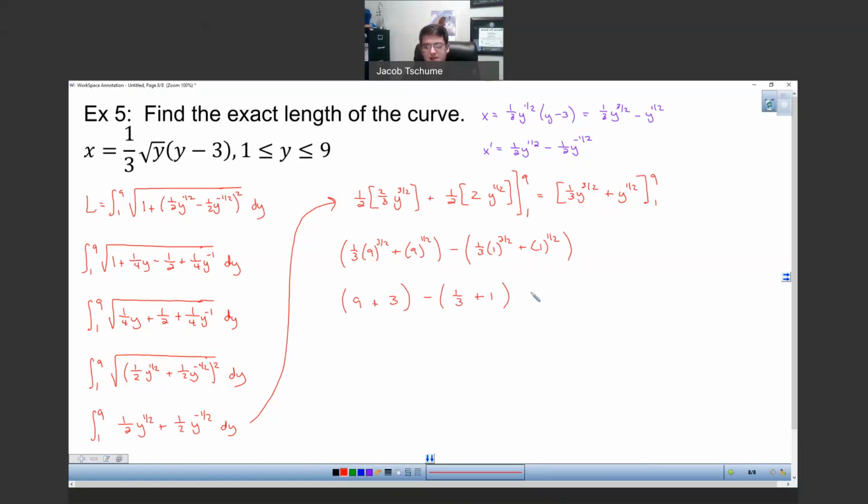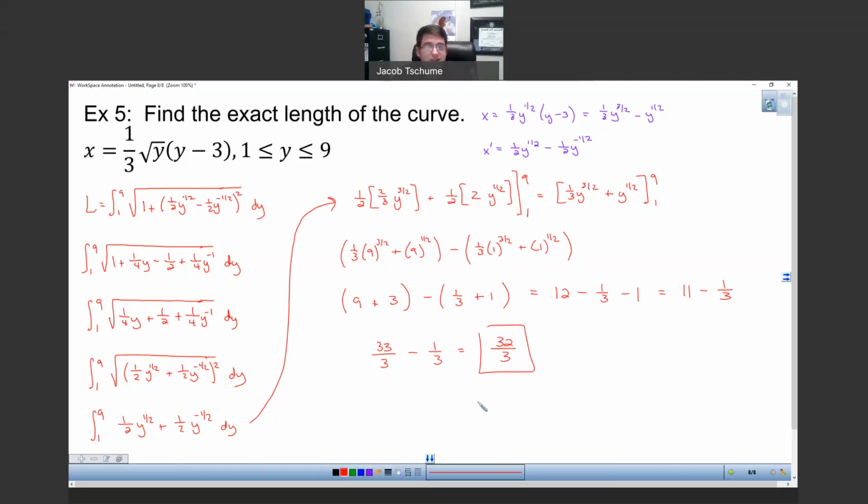All right, so that ends up coming out to be 12 minus 1/3 minus 1, which is equal to 11 minus 1/3. And then when you find common denominators there, it should be 33/3 minus 1/3, which gives me an exact length of this curve as being 32/3. So the idea is not any different when you do x equals f of y. You're just going to be doing everything in terms of y instead.